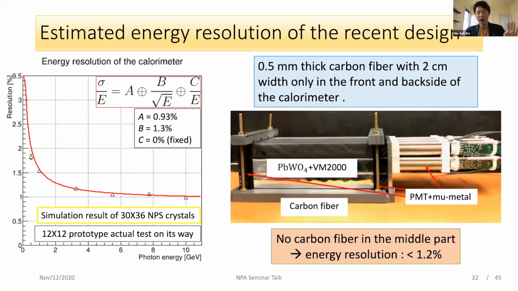So by combining those two energy resolution simulation results, we decided to use carbon fiber frame only at the front of the crystal and the backside of the crystal, and leaving the middle part of the crystal just with the VM2000 reflective sheet and air. And from that, we will achieve an energy resolution better than 1.2% in the energy region of our interest.